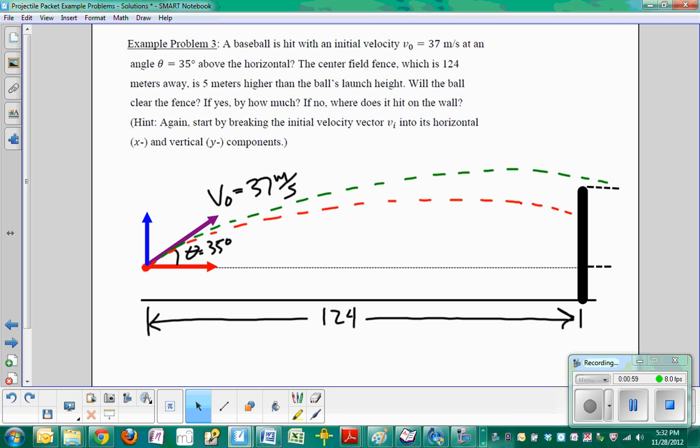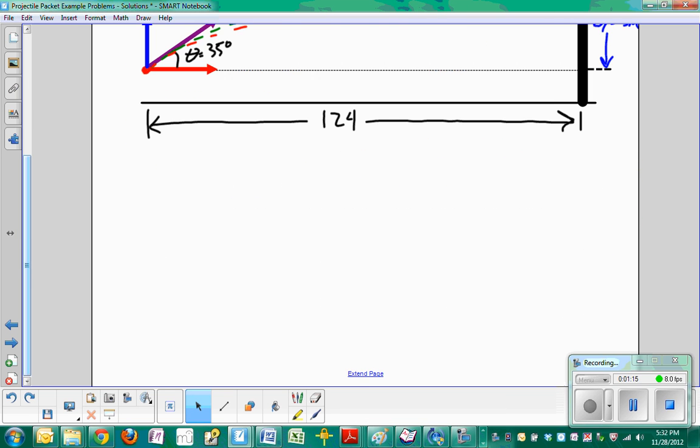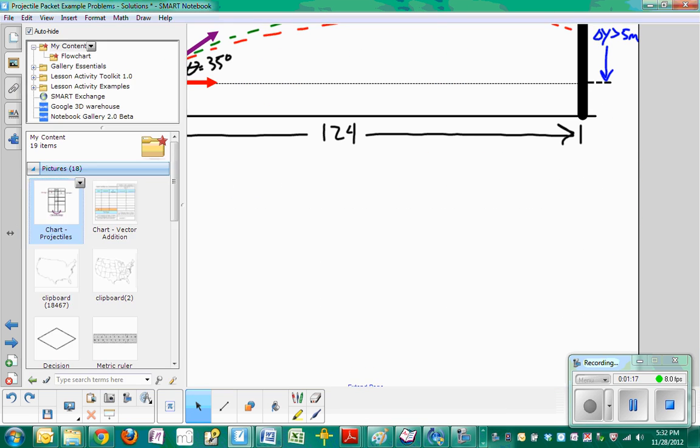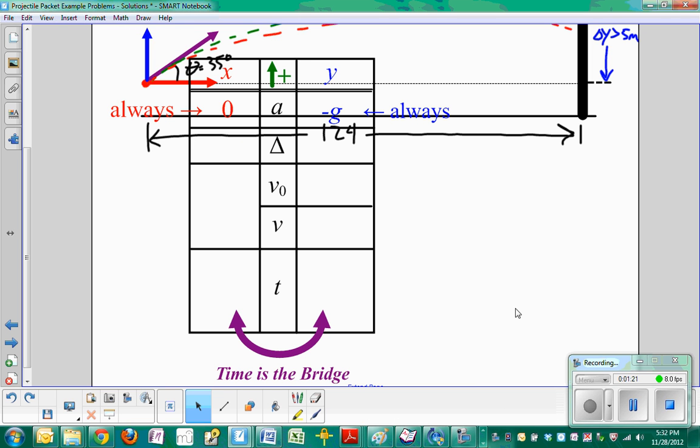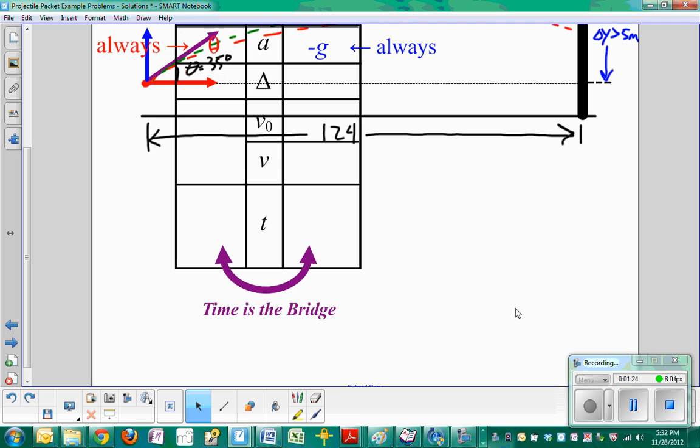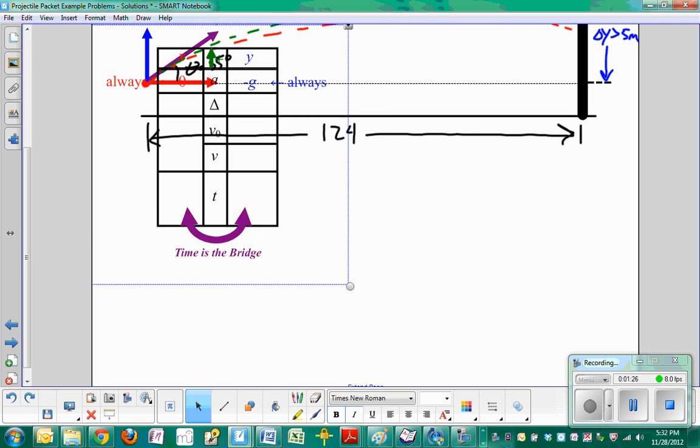stay? Okay, and we know that we need to exceed this delta y greater than 5 meters in order for it to make it over the fence. Okay, so which case will we have? Well, let's take a look. Let's throw some data into our table. This is the first time we've really used the table to any extent.